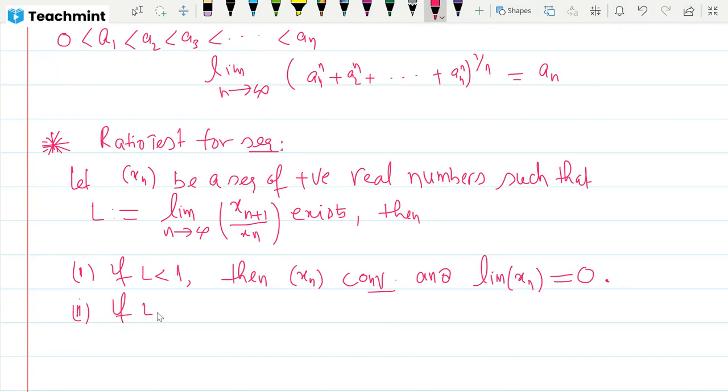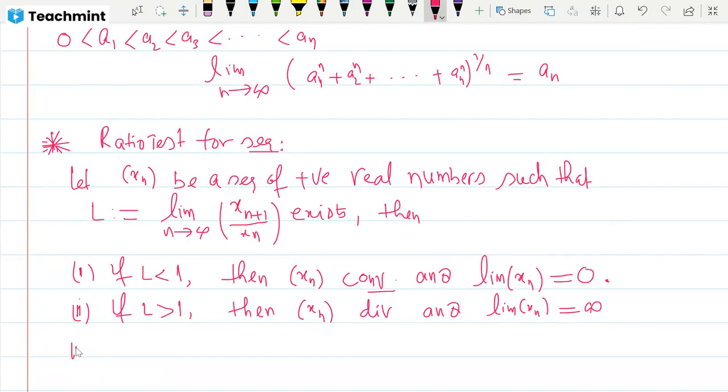If L is greater than 1, if the limit exists and the value of the limit is more than 1, then we can say the convergence or divergence of the sequence also. Then the sequence xn diverges, and the limit of the sequence is infinity. So we are able to tell the limit of the sequence also.